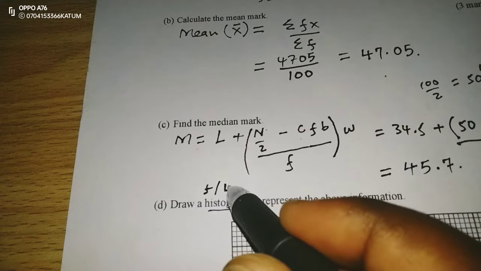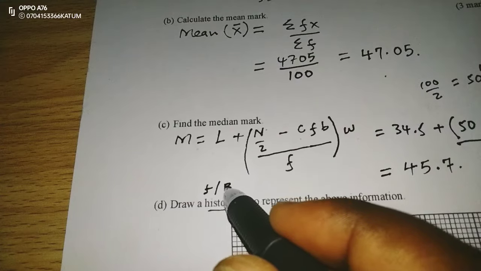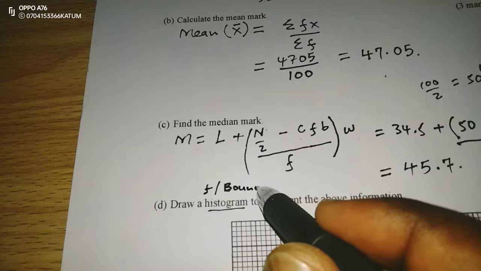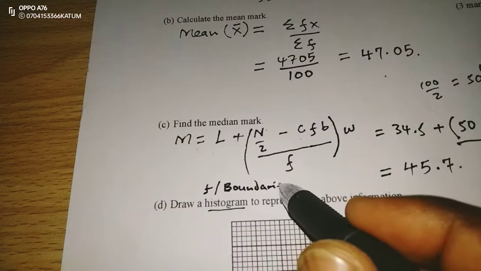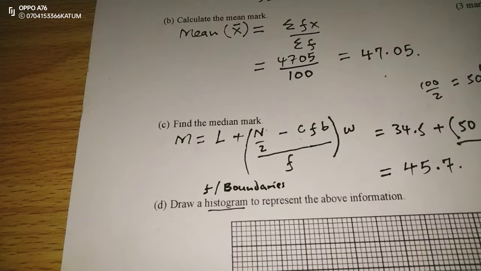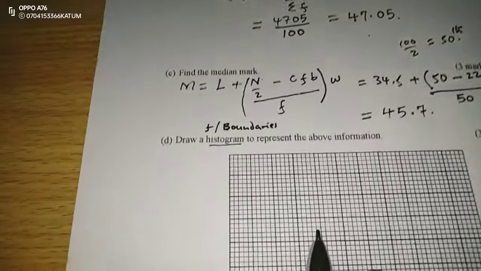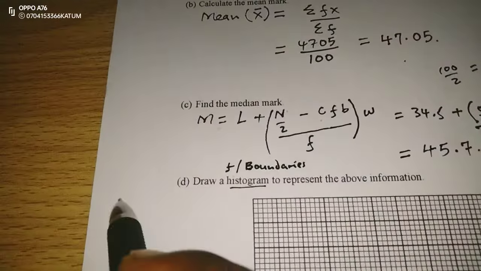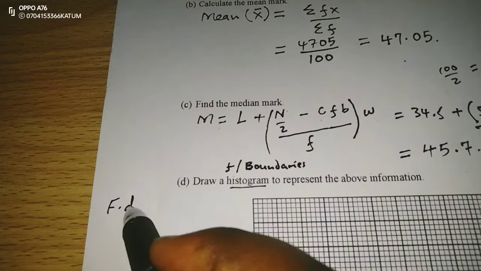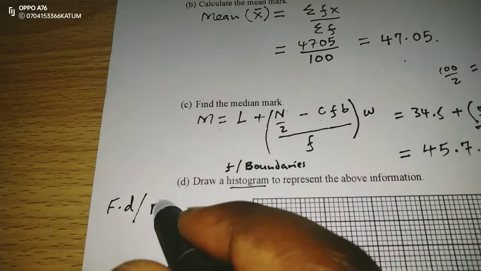against boundaries. Frequency against boundaries. When classes are not uniform, like in this case, we usually plot what we call frequency densities against boundaries.